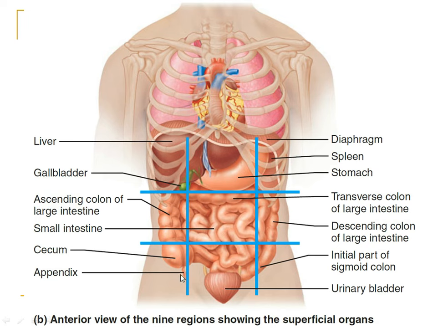Similarly, the appendix and the cecum are present in the right inguinal region. The sigmoid colon is present in the left inguinal region. And in the hypogastric or the pubic region, there is a presence of the urogenital organs. So this is how the positioning of the viscera takes place with the help of these nine different regions, and they are actually used to analyze the referred areas of pain, from where the pain is arising.